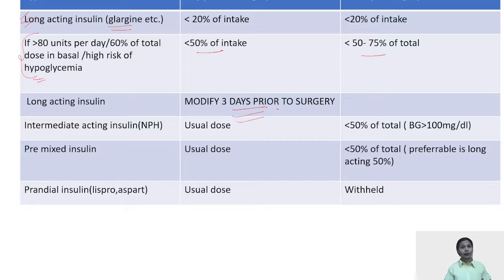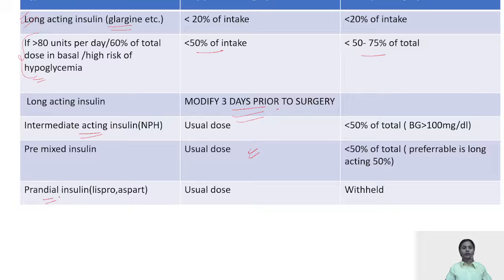When we talk about the second type of insulin the patient can be on, that is the intermediate-acting insulin: a day prior to surgery, the usual dose that is being taken has to be taken. On the day of the surgery, if required, that is if the blood sugar is more than 100 milligrams per deciliter, then 50% of the total dose can be given. Then pre-mixed insulin, which is quite used these days: a day prior to surgery, the usual dose can be given, and on the day of the surgery, a 50% decrease of the dose has to be there.